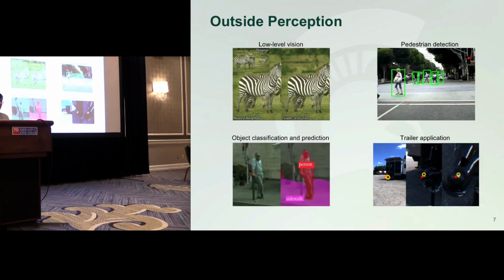In particular, I'm going to talk about 4 different topics in our lab research, from low-level vision, understanding the low-level pixels, to object detection, and to object forecasting to predict into the future, as well as one application in terms of trailers.